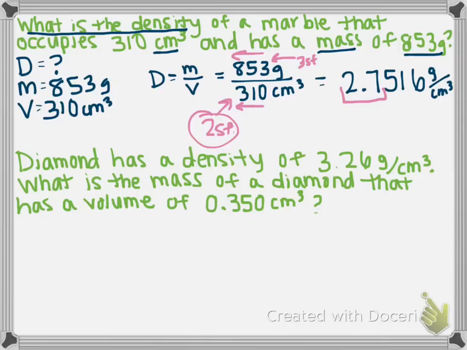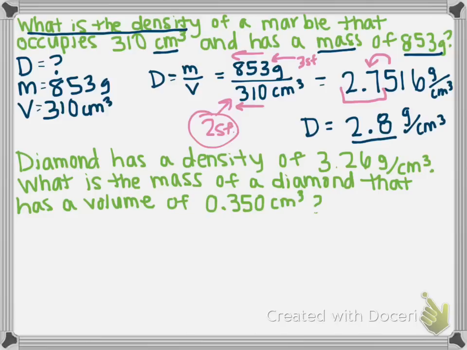Alright, I would not just write 2.7 because I need to look at my rounding rules. The next number is a 5. 5 is going to round the 7 up. Okay, so my final answer for this question is that the density is going to be 2.8 grams per centimeter cubed. Okay, that final answer has 2 sig figs in it.